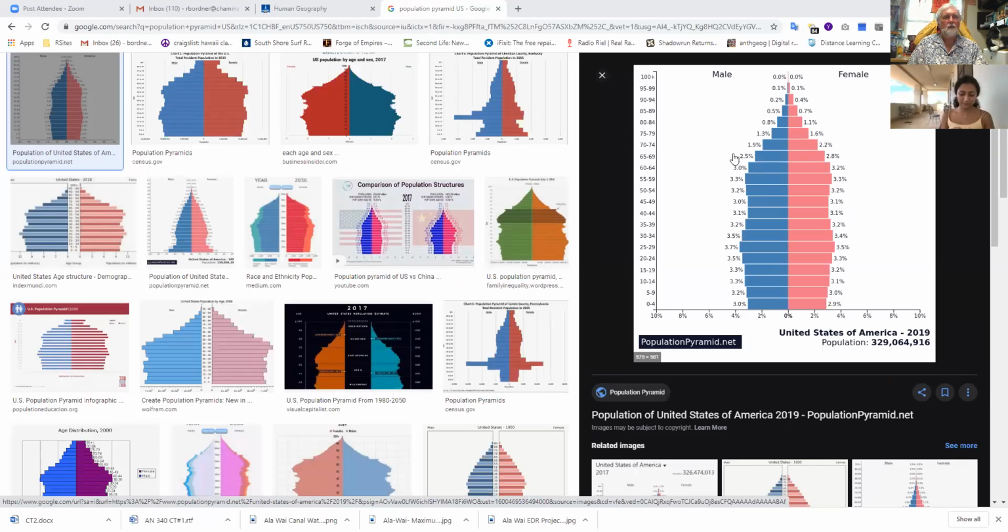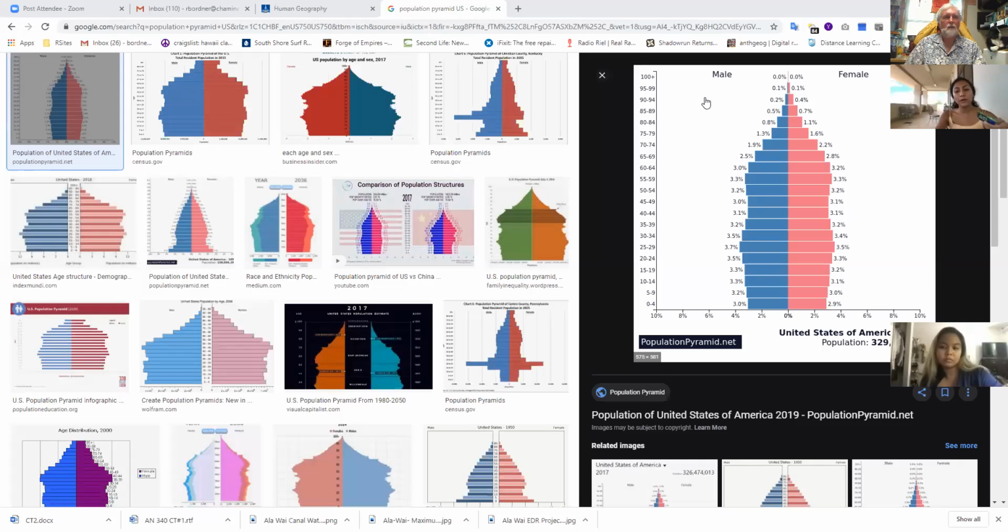But you can actually see it. It's one thing to have the number, but I think it's easier to consume when you actually see it in a visual like this, where it's striking.